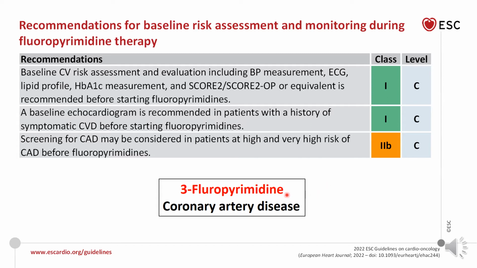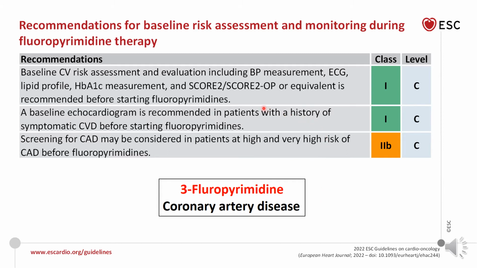The third agent is fluoropyrimidine. This group of therapy is used mainly in GIT cancers, and it has predominant vascular toxicity in coronary arteries in the form of augmented coronary spasm and endothelial dysfunction, and this might predispose to acute coronary syndrome or ischemic manifestation.